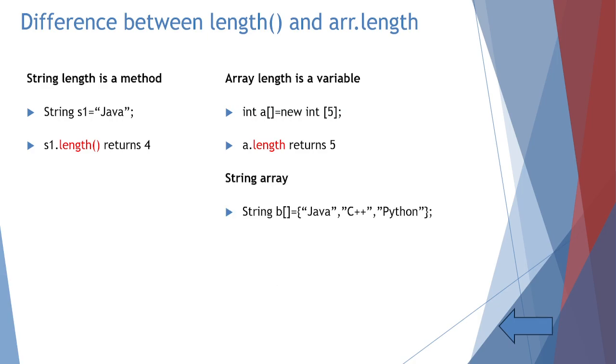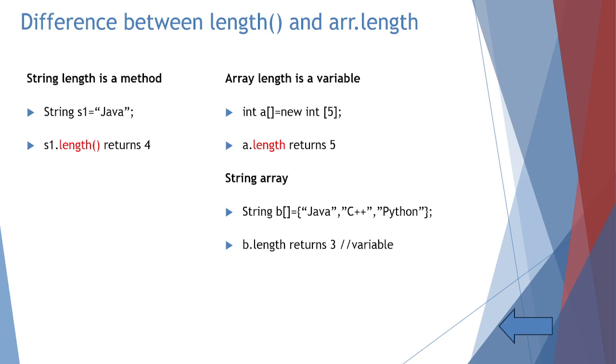Let's suppose it is a string array. In that case, String b[] = {"Java", "C++", "Python"}. Now b is an array. When we say b.length, it returns 3. Why? Because there are 3 values. b is an array, and length is a property which is used with an array. b.length returns 3.